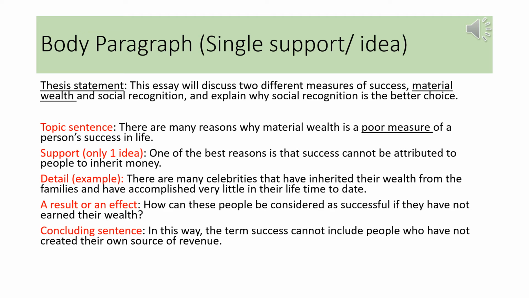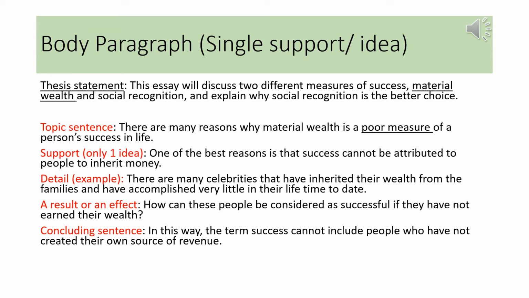So here, the topic sentence is, there are many reasons why material wealth is a poor measure of a person's success in life. So they're disagreeing with that prompt, and now they're going to support it with one idea here. One of the best reasons is that success cannot be attributed to people who inherit money. So they're talking about people who inherit a lot of money.